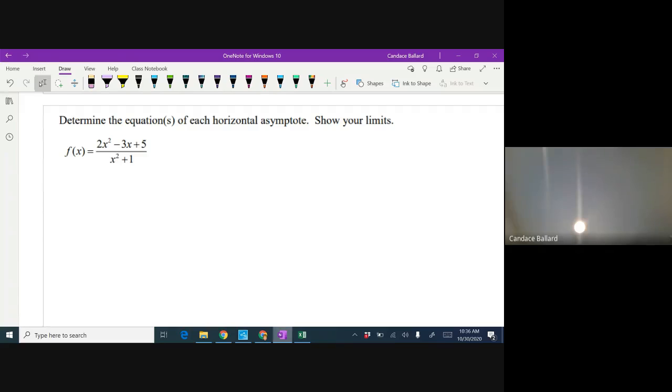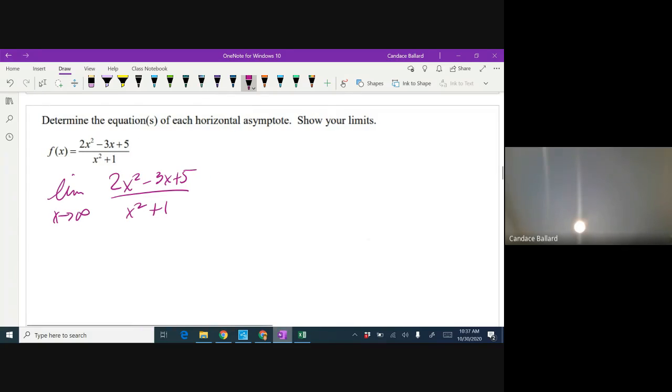All right, here we go. We are supposed to determine the equations for each horizontal asymptote. And the horizontal asymptote and the limit as we approach infinity are one and the same. So notice it says we're supposed to show our limits. So really what I am doing is I am going to find the limit as x is approaching infinity of 2x squared minus 3x plus 5 over x squared plus 1. Okay?